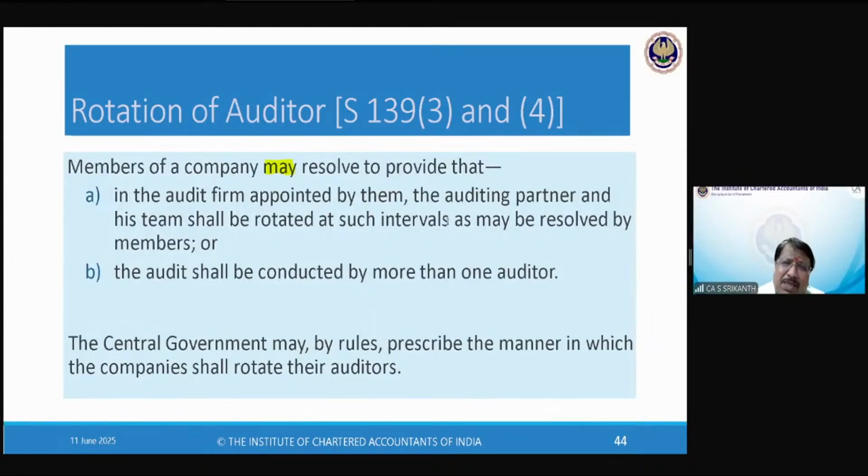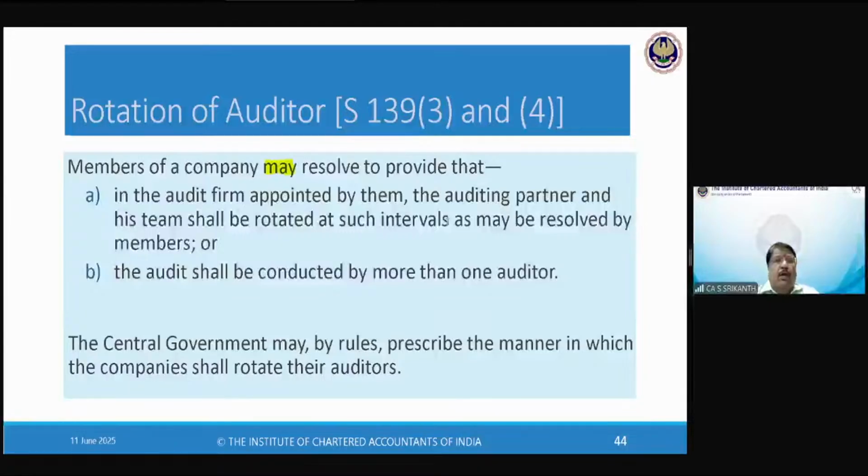So sometimes the members of a company may resolve to provide, and it's optional, that in the audit firm appointed by them, the auditing partner and his team shall be rotated at such intervals. See, if it's a large company, they're going to appoint the audit firm for 5 years. Maybe they can say within that 5 years itself, 2 years one firm or one partner, then another partner should come with his team. The idea is a sort of a review. See, this would be applicable only for non-family owned large businesses, which are worried about the possibility of problems, so the audit committee is there. They may recommend, let's have rotation of partners, but not compulsory.